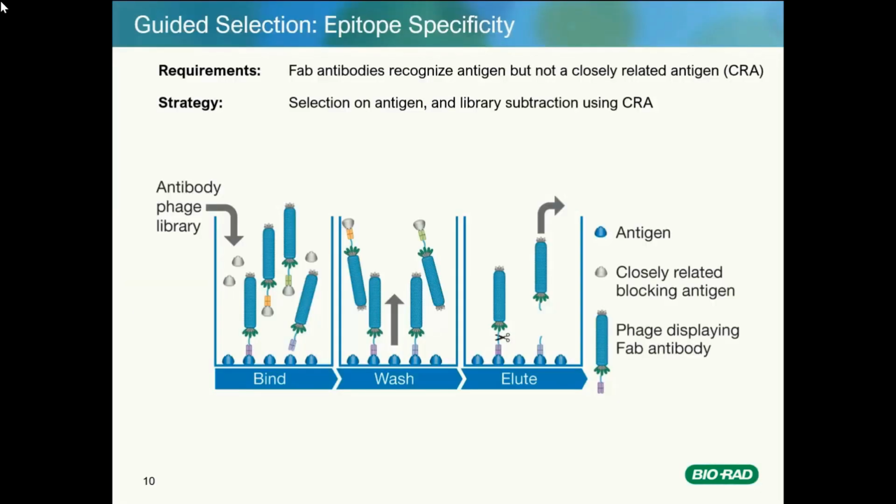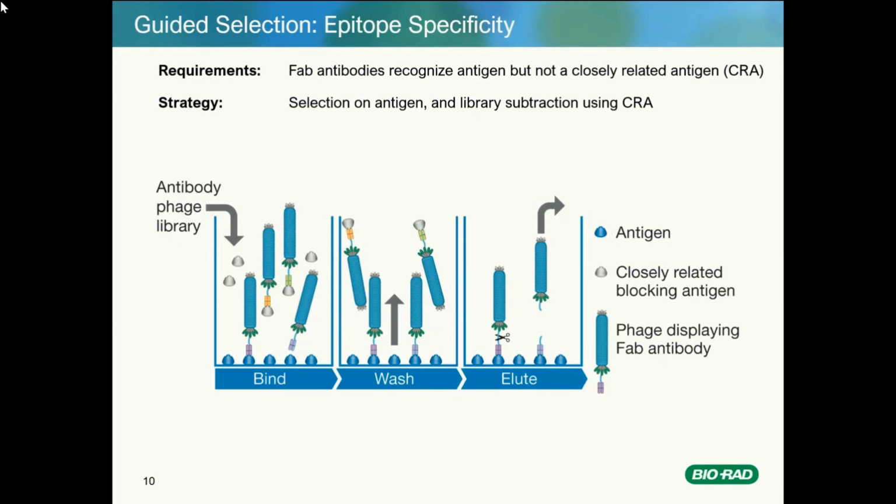Our guided selection core technology service delivers high specificity. In this first selection example, we achieve epitope specificity. Fab antibodies recognize the antigen, but not a closely related antigen, the CRA. We block with the CRA in solution, the white dots, as shown. Here, the selection is on the immobilized antigen, the blue dots.